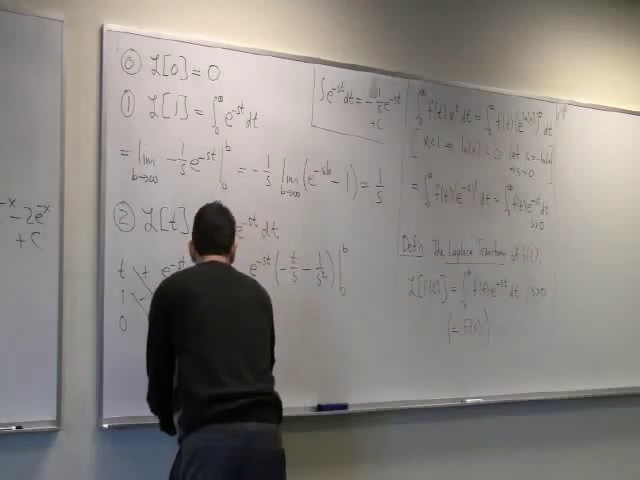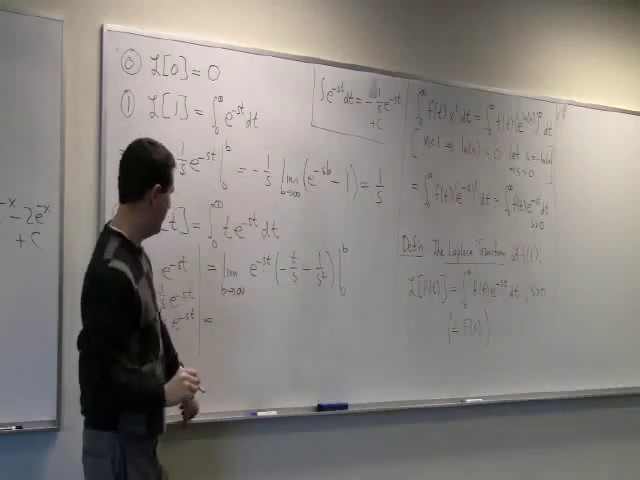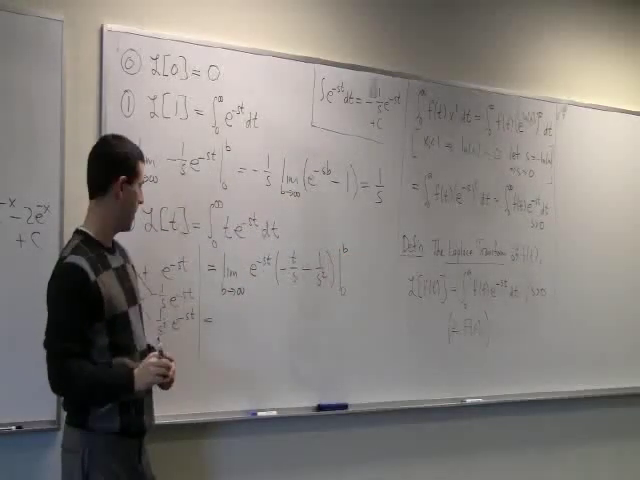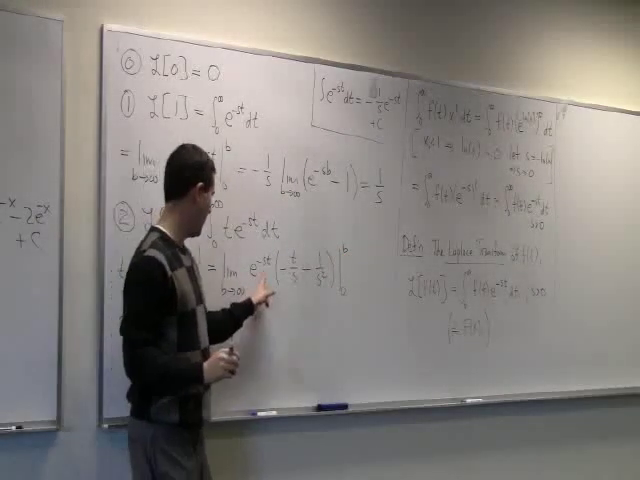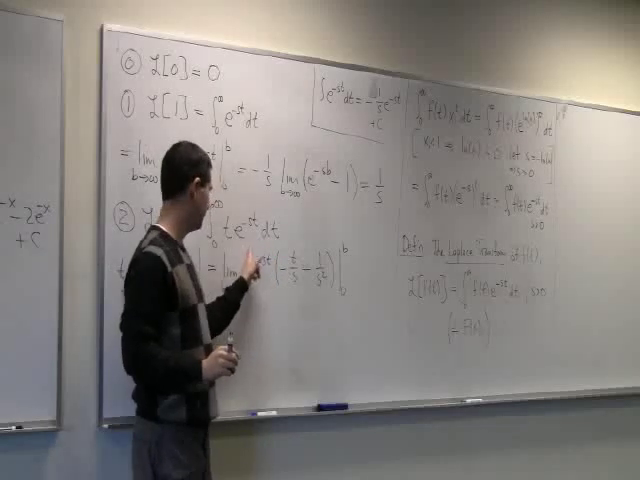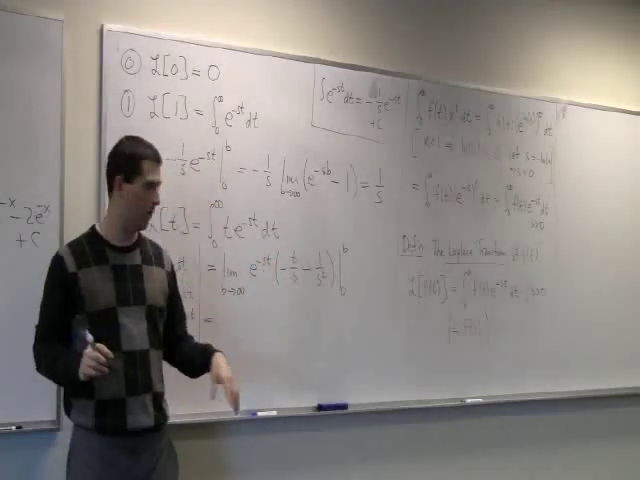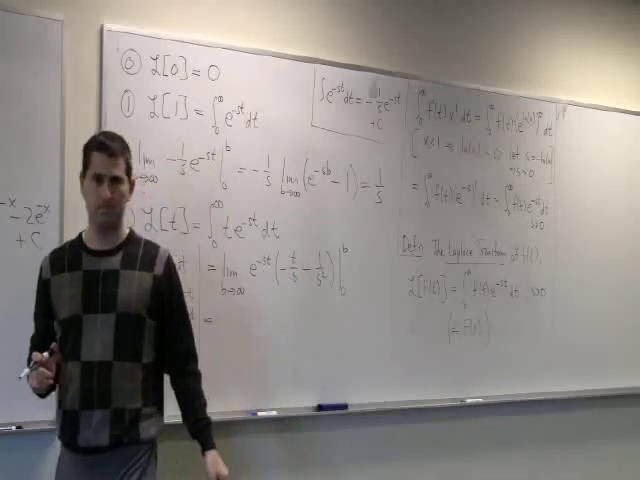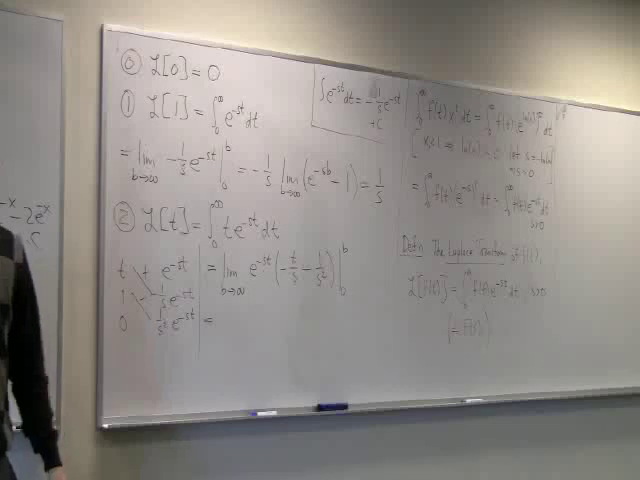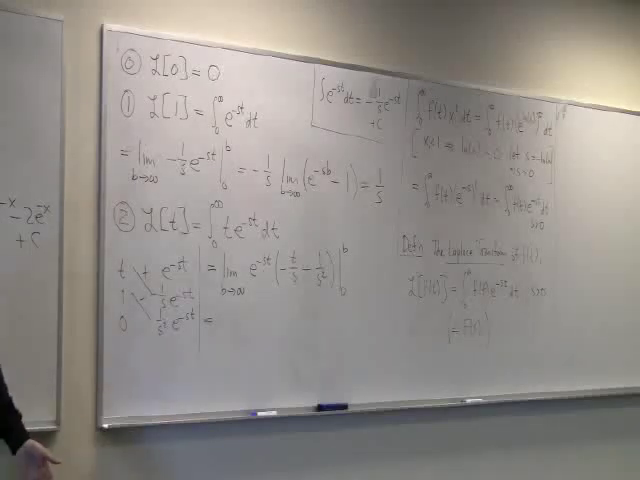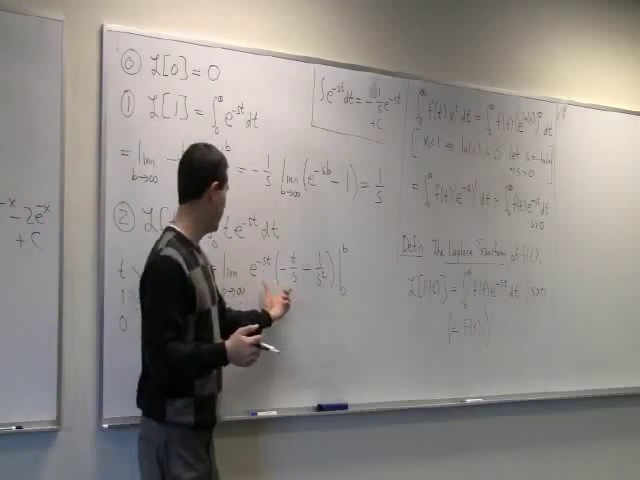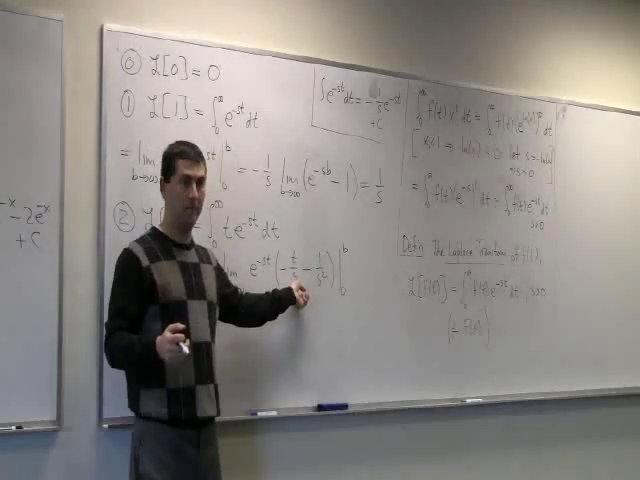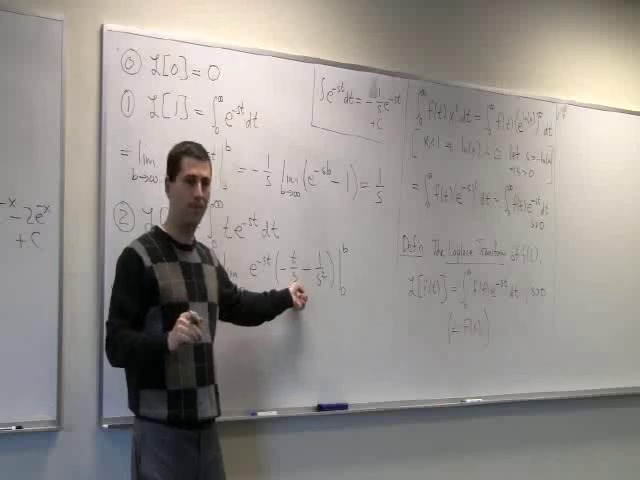Okay, so as b goes to infinity, what happens to e to the minus st? That goes to 0. What happens to minus t over s? It goes to negative infinity. So those are going to get multiplied. You're going to have one thing going to 0 and one thing going to minus infinity. Okay, we'll come back to that.